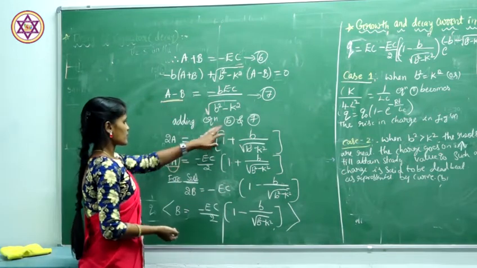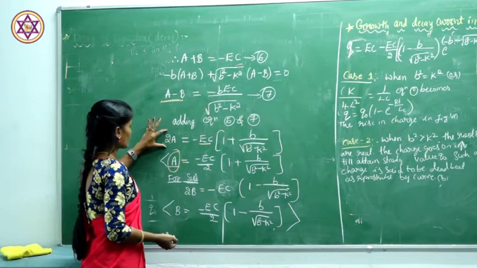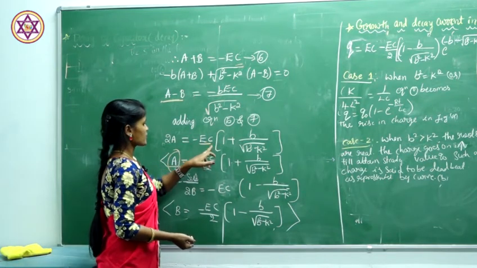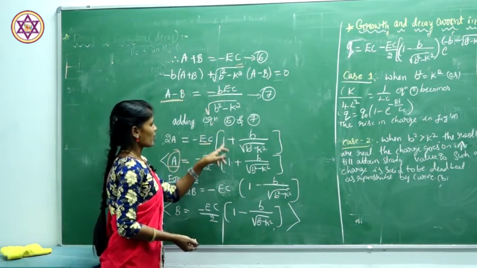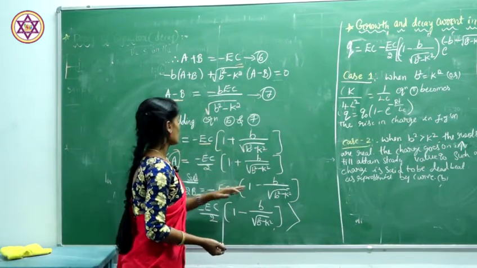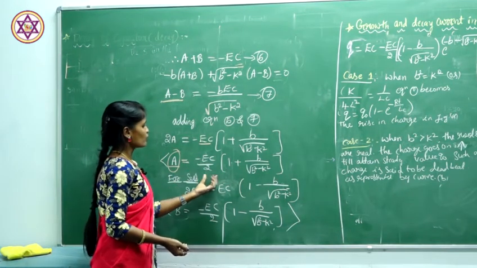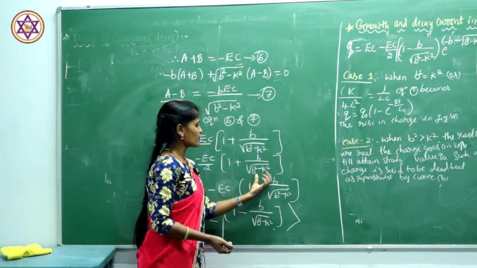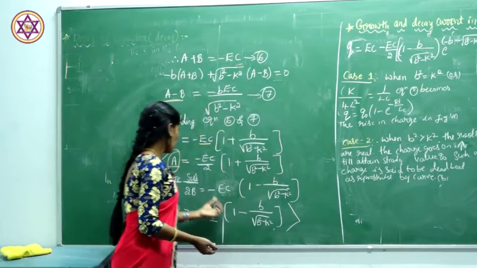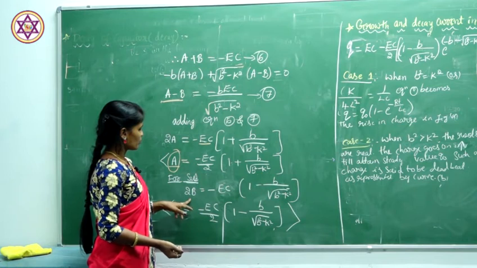Here, adding equations 6 and 7, we can find the a value: 2a = −EC·(1 + b/√(b² − k²)), and then a = −EC/2 · (1 + b/√(b² − k²)). Then we substitute again to find the b value.